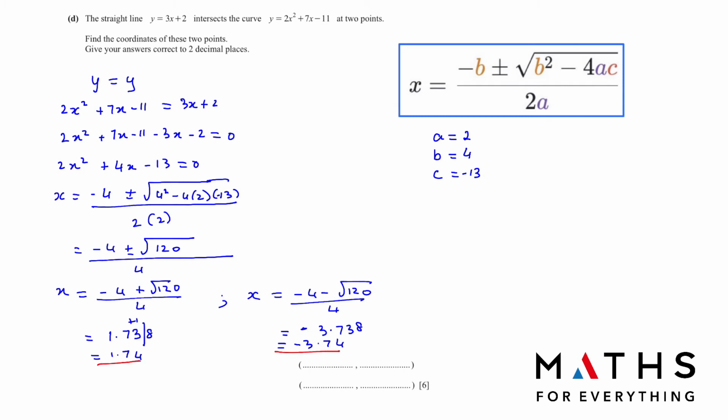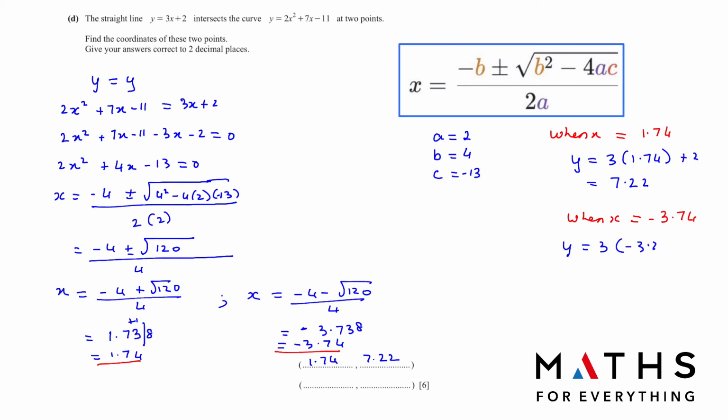Now to get our y, you can replace in any equation. When x is equal to 1.74, y equals, choose the line that is easy to replace, 3 times 1.74 plus 2. This will give us 7.22. So we got our first coordinate, 1.74 and 7.22. The next, when x is equal to negative 3.74, our y value will be negative 9.22.